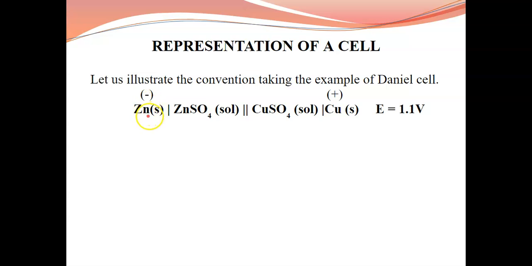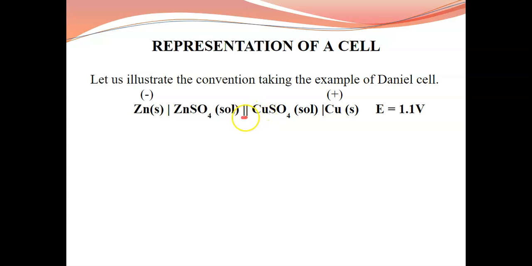So we write the metal, the state in which the metal is, it is solid. Then we write the solution in which it is dipped, and in bracket we can mention the concentration also. Plus zinc is directly dipped in the solution of zinc sulfate, so it is denoted by a single vertical line. Then this zinc sulfate solution is in indirect contact with the copper sulfate solution present in the other half cell with the help of a salt bridge.